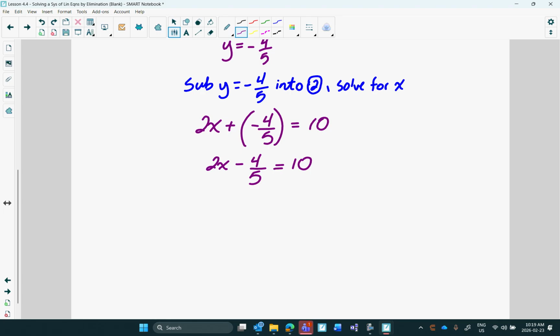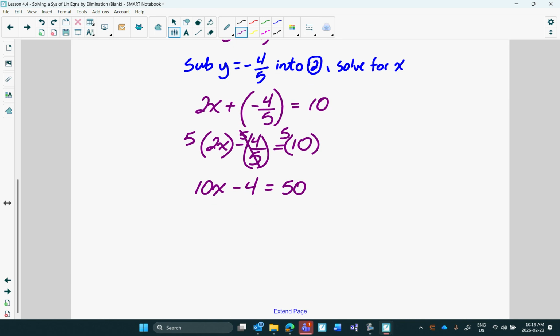How do you want to solve that bad boy? Get rid of the fraction. Times everything by 5. Nice. So 10x, those are gone. Minus 4 equals 50. I think it's positive, unless you multiply by a negative to begin with. Then yours will be slightly different, but it should still work out to the same.